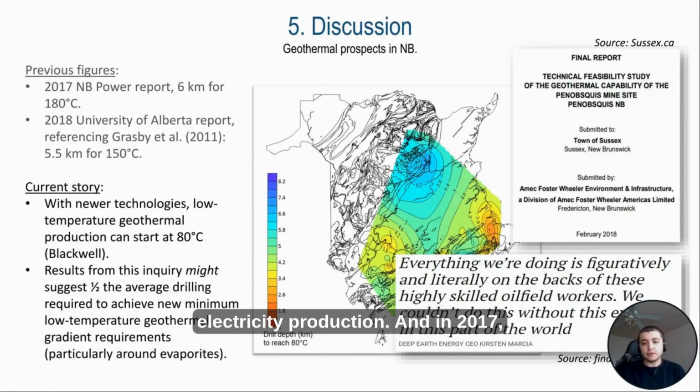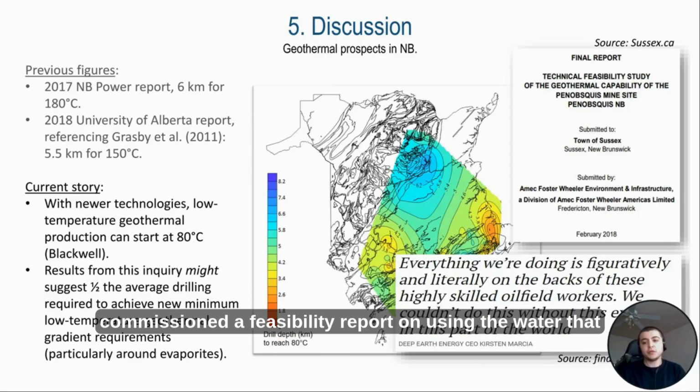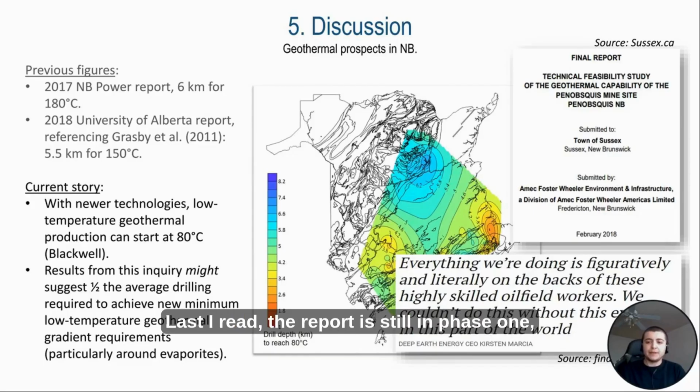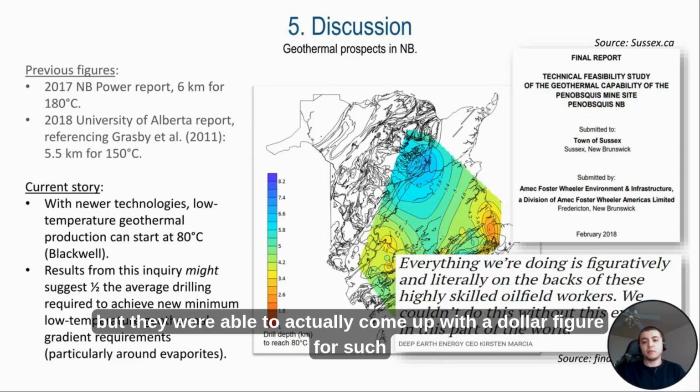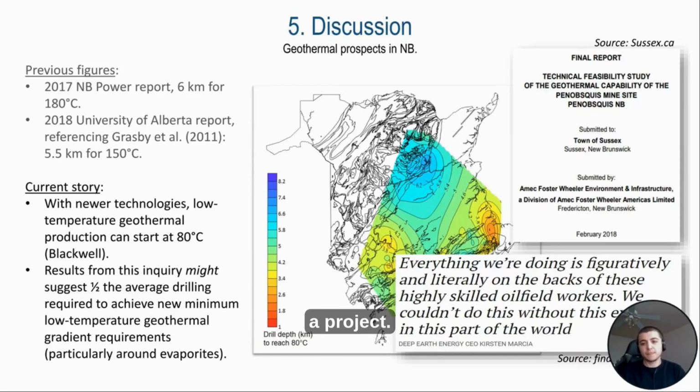And in 2017, the town of Sussex, here in New Brunswick, commissioned a feasibility report on using the water that had flooded their decommissioned potash mine for use in geothermal production. Last I read, the report is still in phase 1, but they were able to actually come up with a dollar figure for such a project.